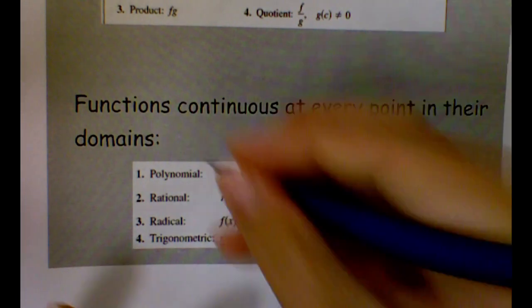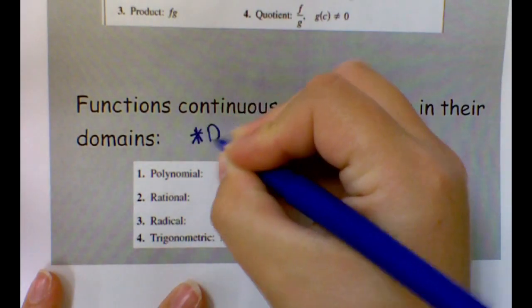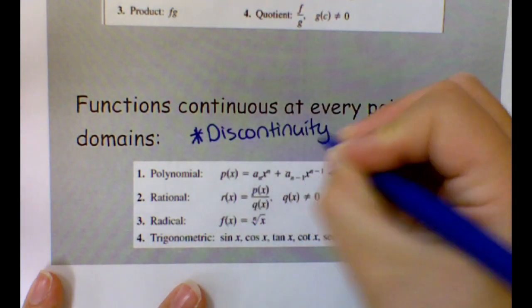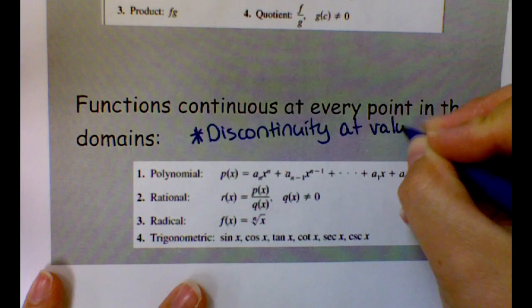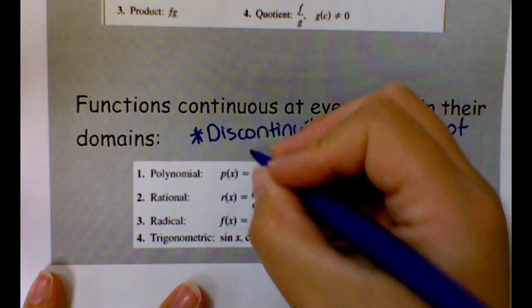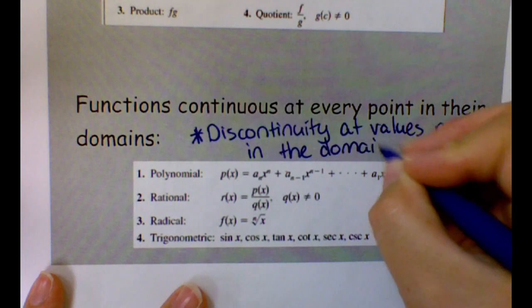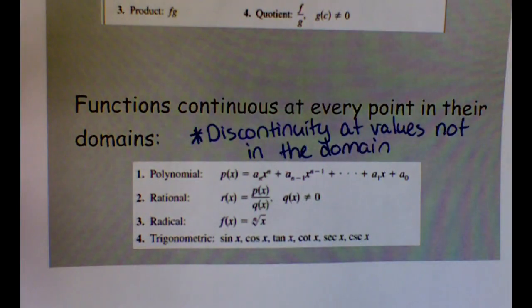There are some special functions that are always continuous at every point in their domains. Remember, this means there's discontinuity at values not in the domain. So polynomial functions are always continuous at every value in their domain, which is all real numbers. Polynomial functions are always everywhere continuous. Rational functions are continuous on their domain. So that's when the denominator is not equal to 0.